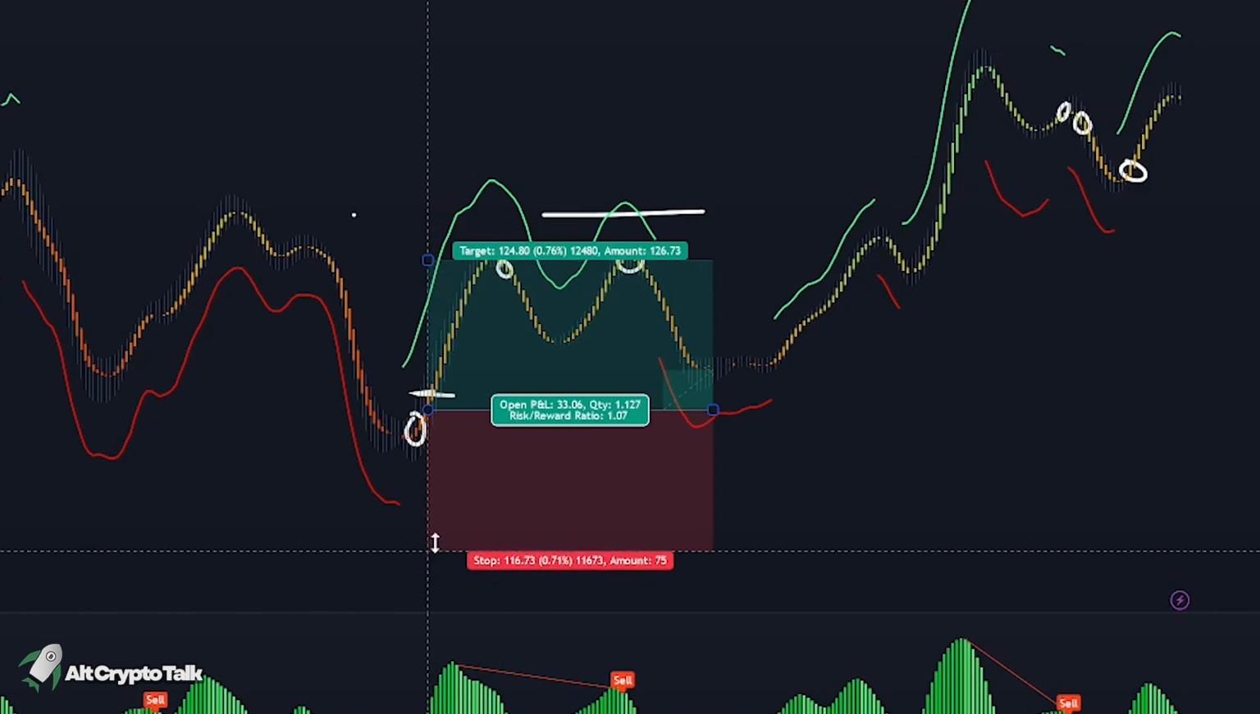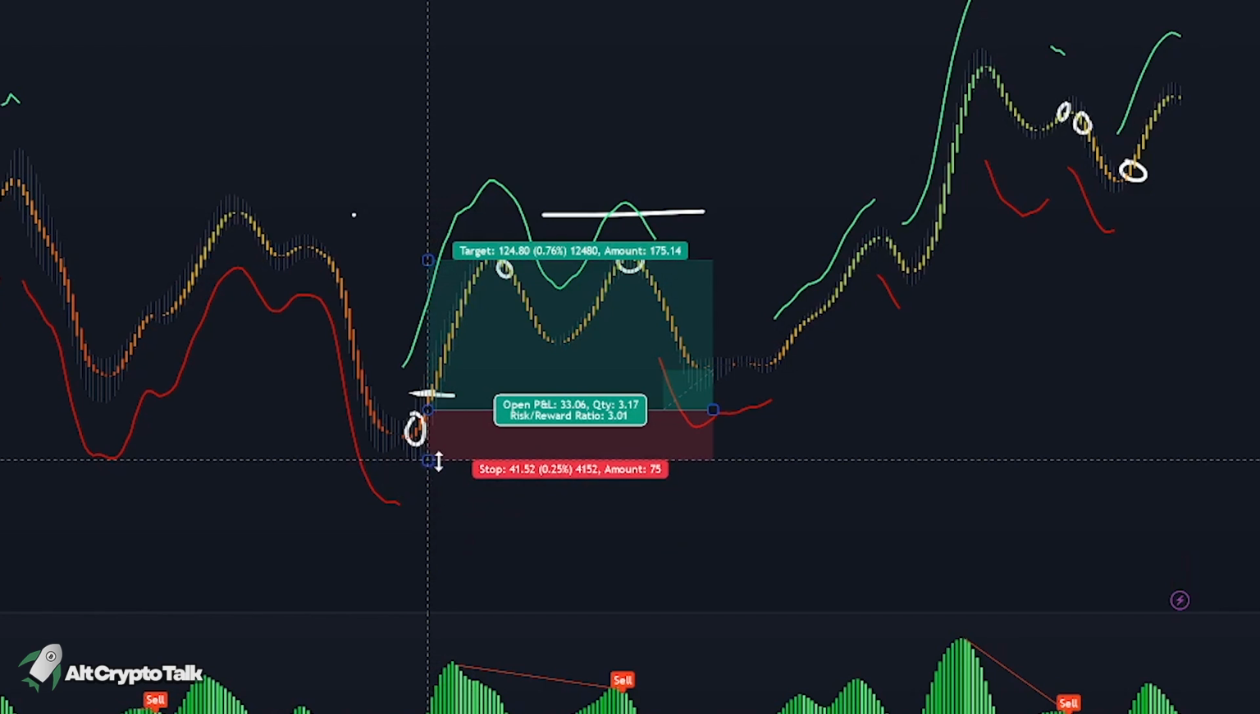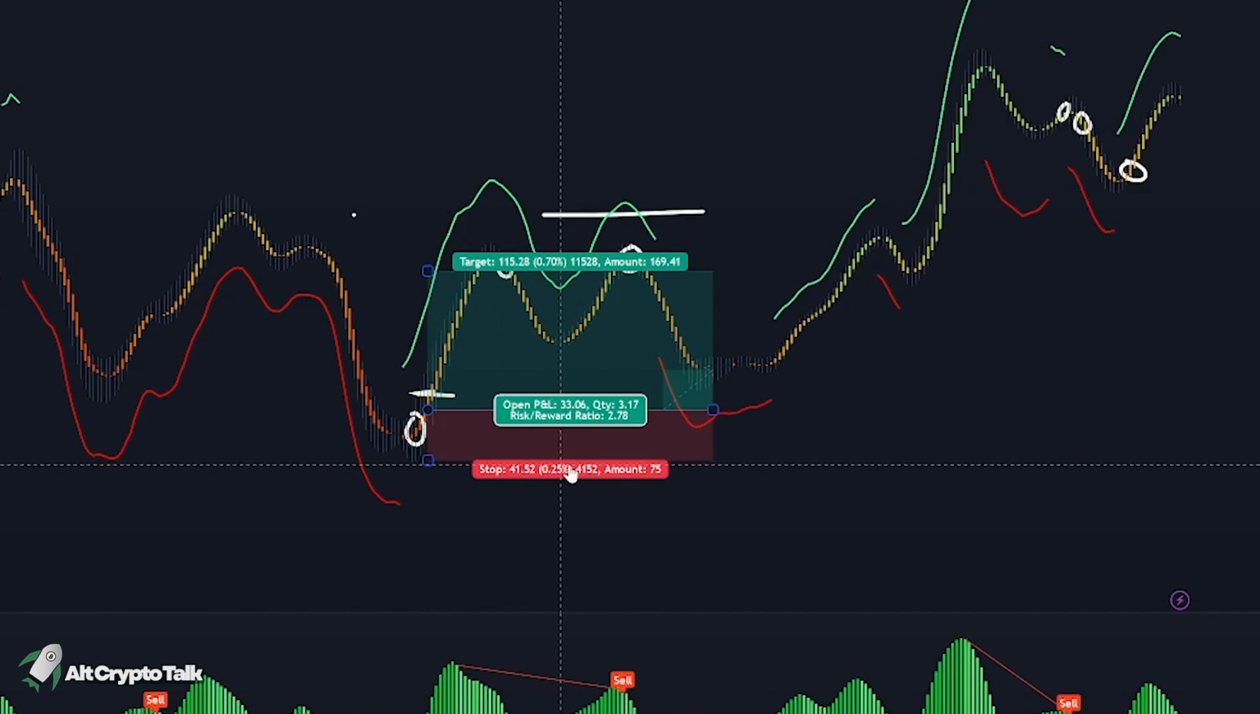If you set a stop loss at the previous low, which was around 0.25%, and we would have taken the target point at around the candles starting to decrease, as you can see, we would have had a stop loss at 0.25 and a target at 0.7. So the risk reward ratio was 2.8, which is incredibly high.